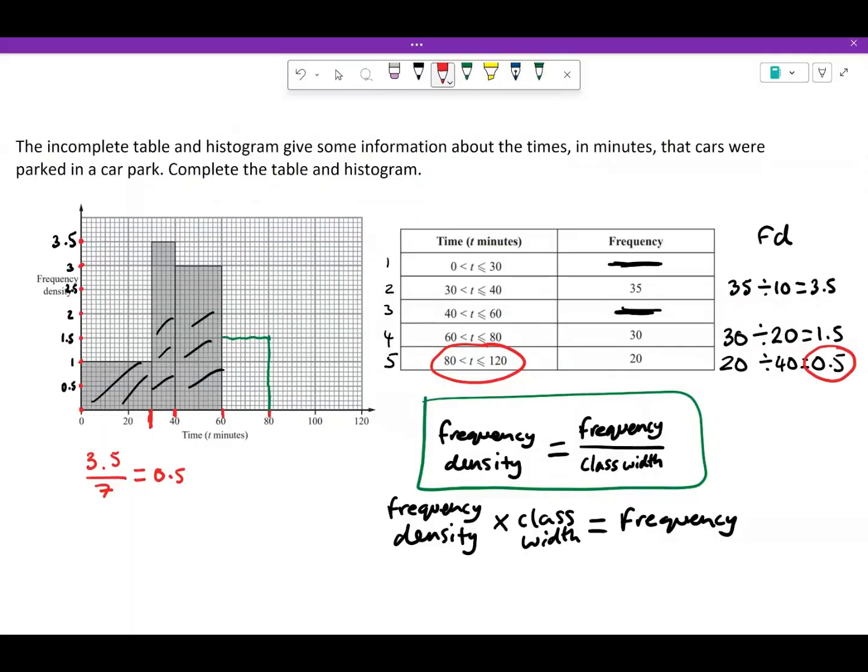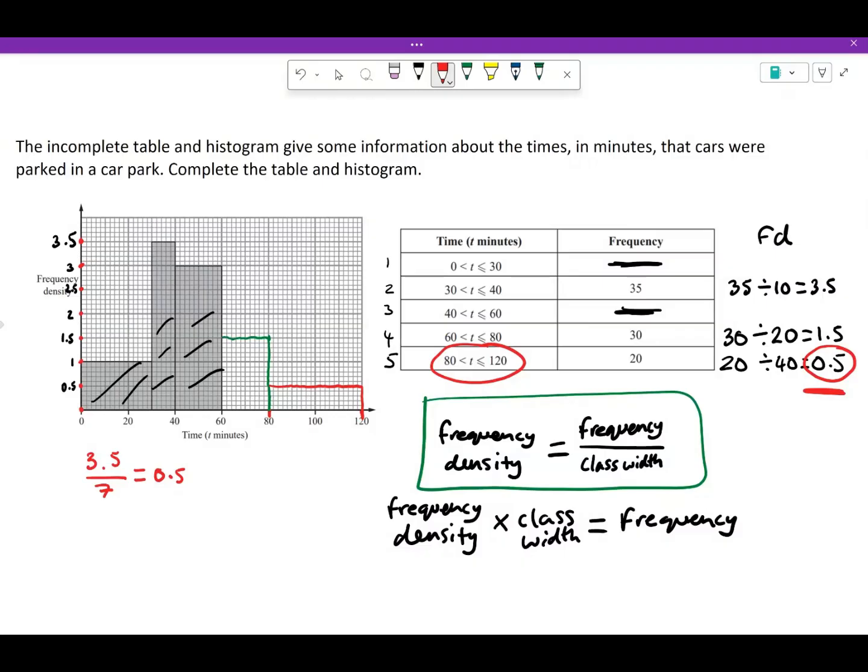Now let's consider class 5, which is 80 to 120, and we know the frequency density is 0.5. So let's identify 80 on my x-axis, which is already marked there in red, and then 120 is the end there, and the height of my bar is going to be the 0.5, so 0.5 is clearly labelled on my y-axis, so I can go along at that height until the end of my histogram, which is over here at 120. And that would be my complete histogram drawn.